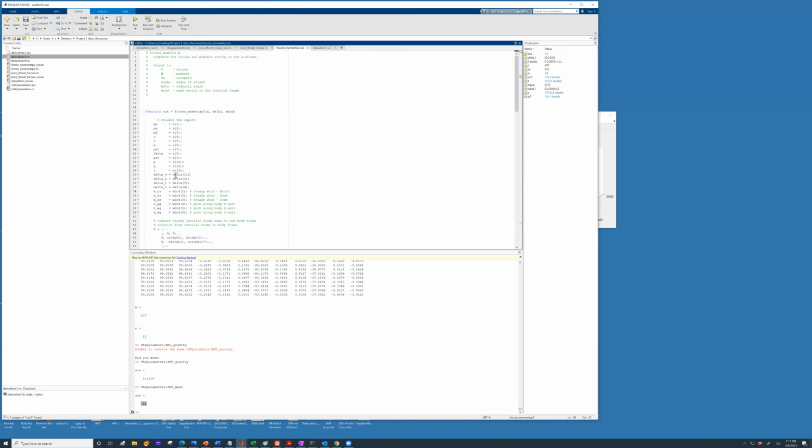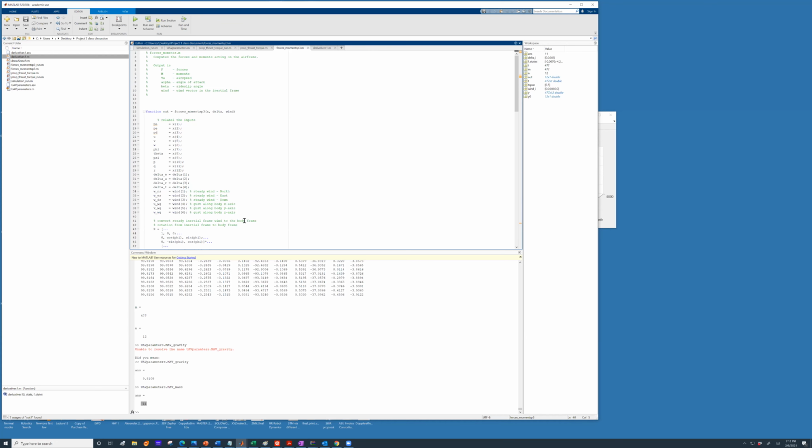So first value of delta is the elevator deflection. Second value of delta is the aileron deflection. Third value of delta is the rudder deflection. And fourth value of delta is the thrust. And the last part is, if you take wind, you will actually map it to north, east, down, which are the inertial coordinates of the steady wind. And then you will have the gust, which is the body coordinate, or they are expressing the body coordinate of wind.